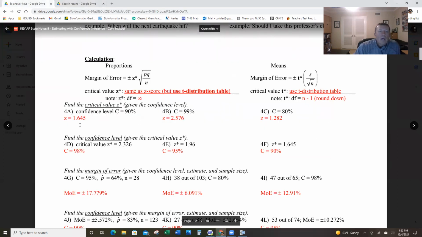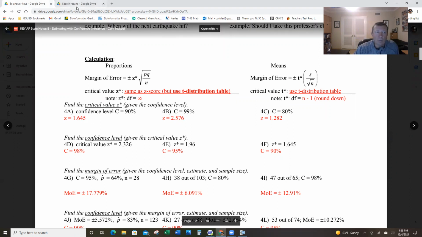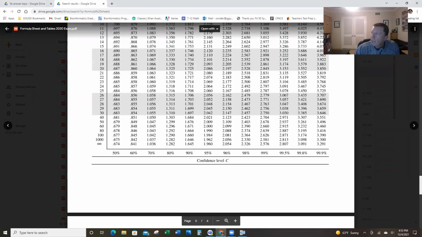First one, find the critical value for 90%. All right, we know 95% is about 2, right? 2 standard deviations away. So 90% is going to be a little bit less than 2. Okay, so we're going to go right to here, and 90% is going to be this number, 1.645. So if you want to be 90% confident, you need to estimate 1.645 standard deviations on each side of your estimate. Okay, so that's pretty simple.